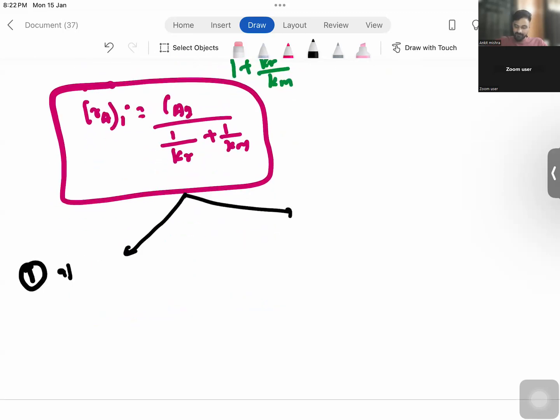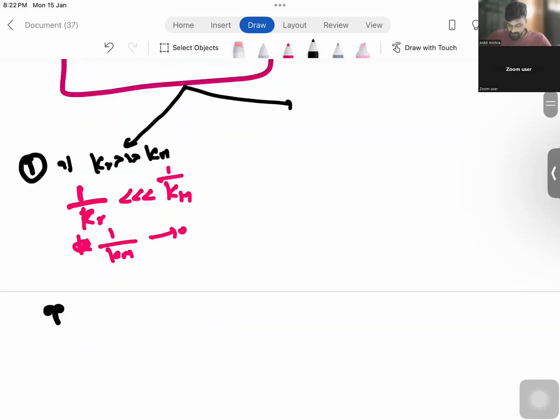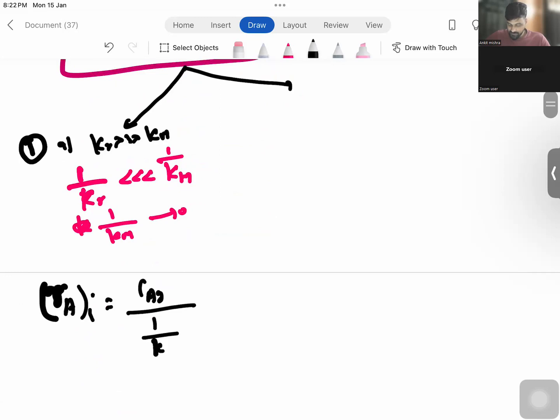First one is, if your Kr is very much greater than Km. So in that condition, what can you say? You can say that 1 upon Kr is very much less than 1 upon Km. So what I can say, 1 by Kr will tend to 0. So here in that case, what will be the rate of reaction, RAI? That is equal to what? CAG divided by, so 1 by Kr will be equal to 0, so it will be equal to 1 upon Km. So directly you can write, that is Km into CAG.